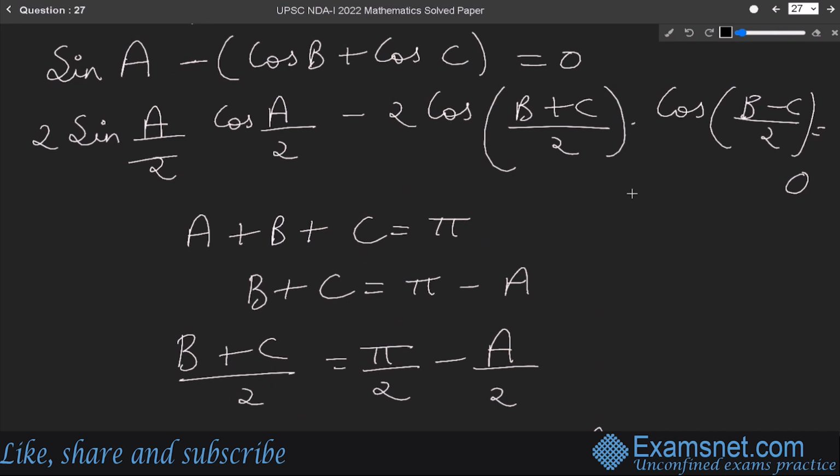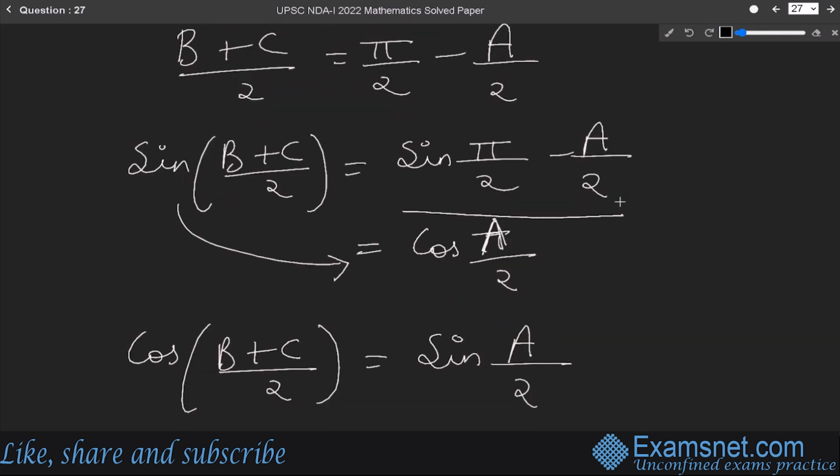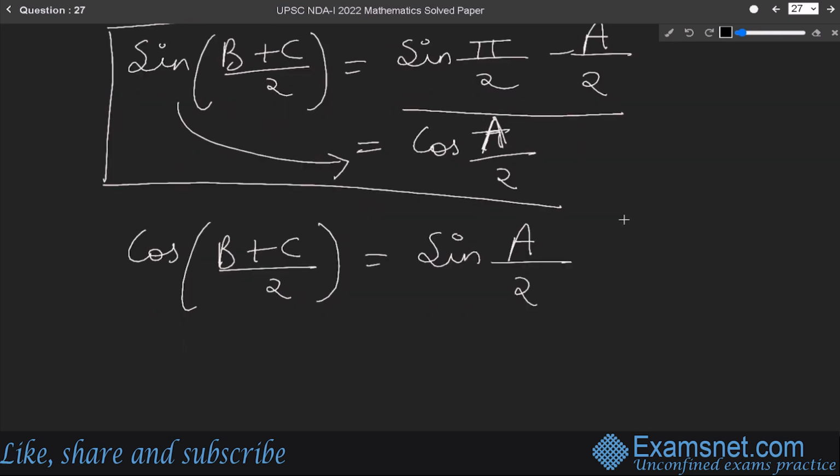See, now we have just solved a formula, meaning we have derived a formula which is sin(90 - theta) is equal to cos theta. But you just have to remember this part, that sin((B+C)/2) is equal to cos(A/2), and cos((B+C)/2) is equal to sin(A/2). So now we will have to replace the values.